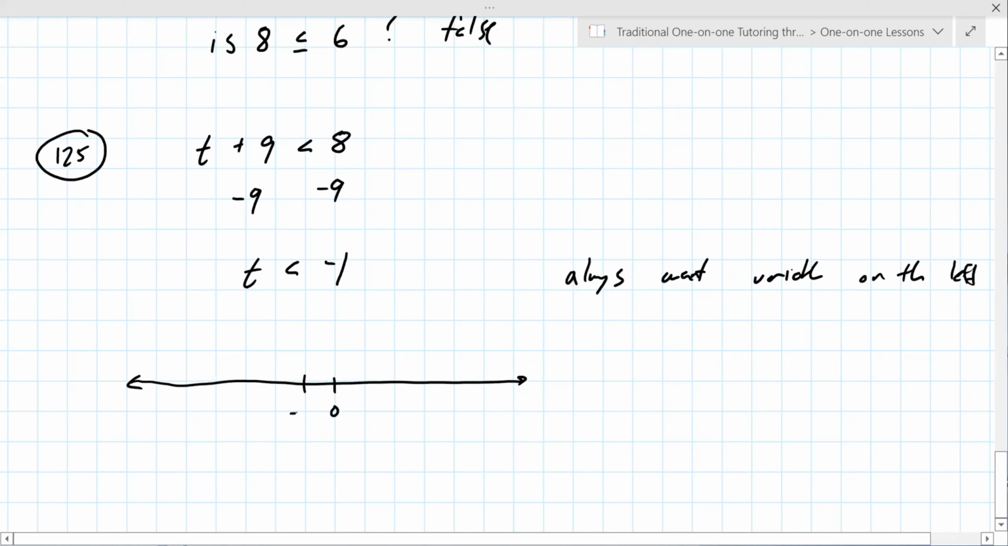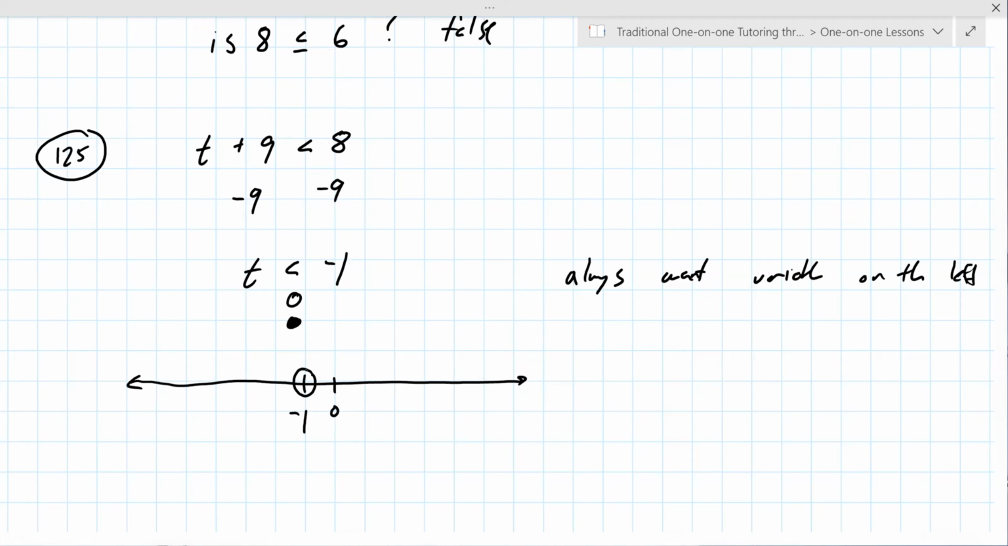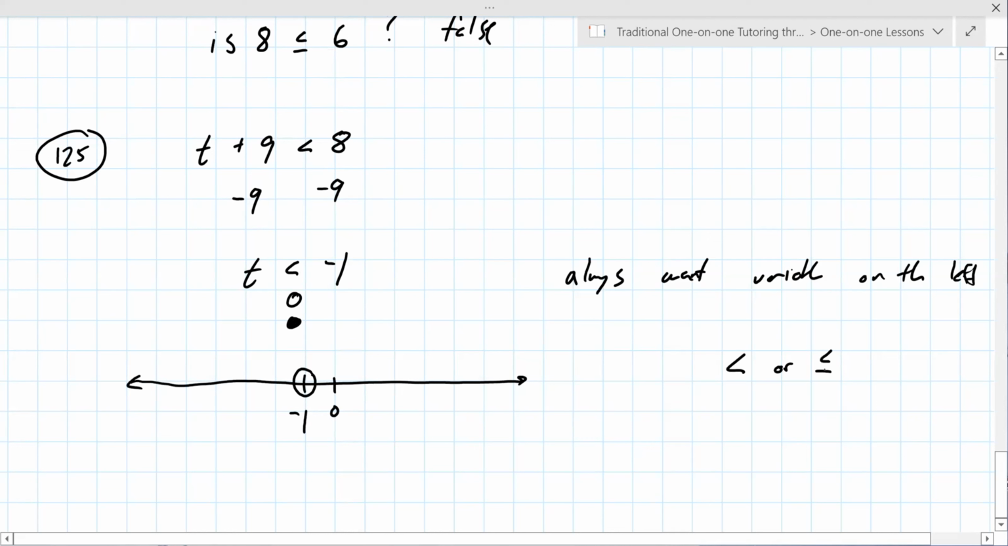Here's 0, here's -1. Is it an open or a filled in bubble at -1? Open. Yep. And so you have to choose now: do I shade left of it or right of it? You can always test a point, but here's the reality. If it's less than or equal to, you always shade left, and if it's greater than or equal to, you shade right. But we can test a point to make sure.